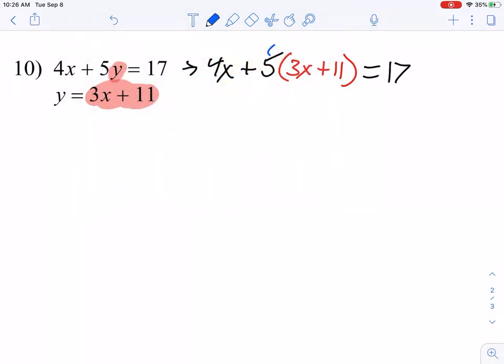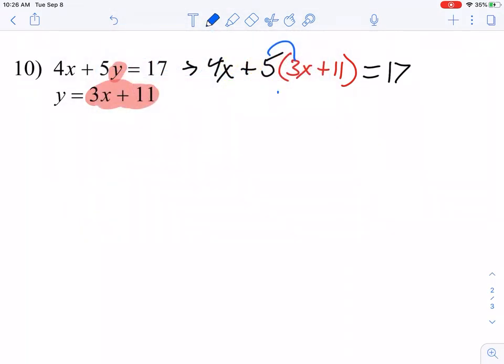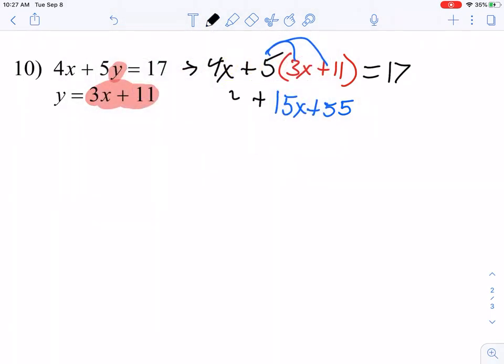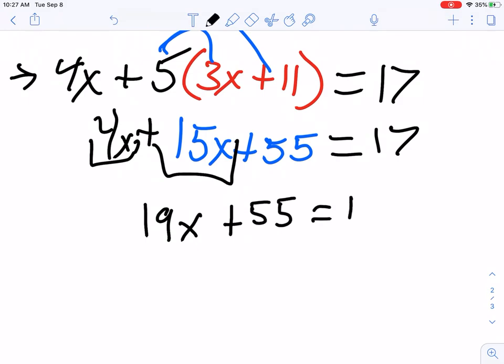I can distribute, so 5 times 3 is 15x. Keep that in blue actually. And 5 times 11 is 55. And then I've got to rewrite. I have a 4x here. And I also have 17 here. Okay. Like terms, 4x and 15x, they're both positive, so we just add them up to get 19x plus 55 equals 17.